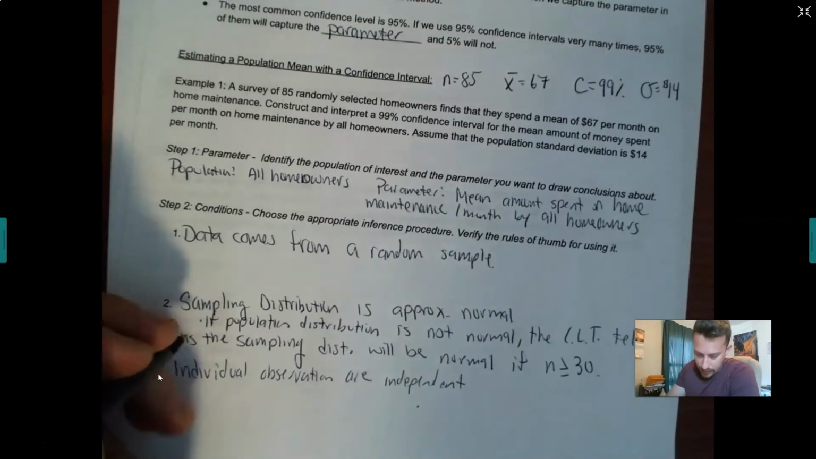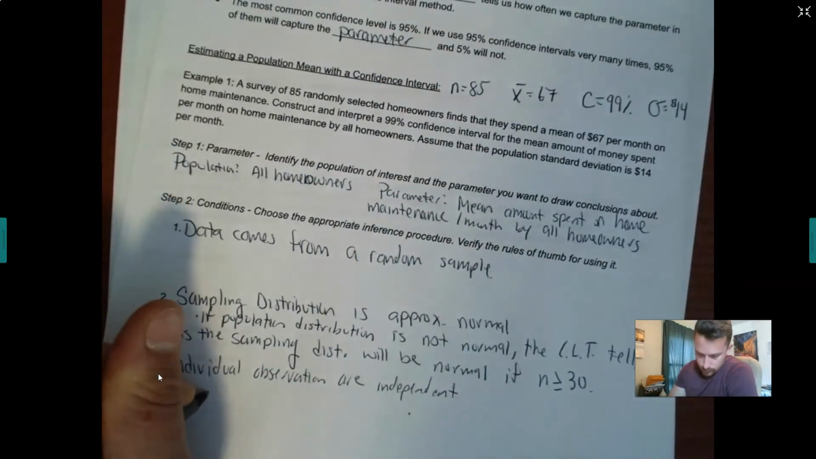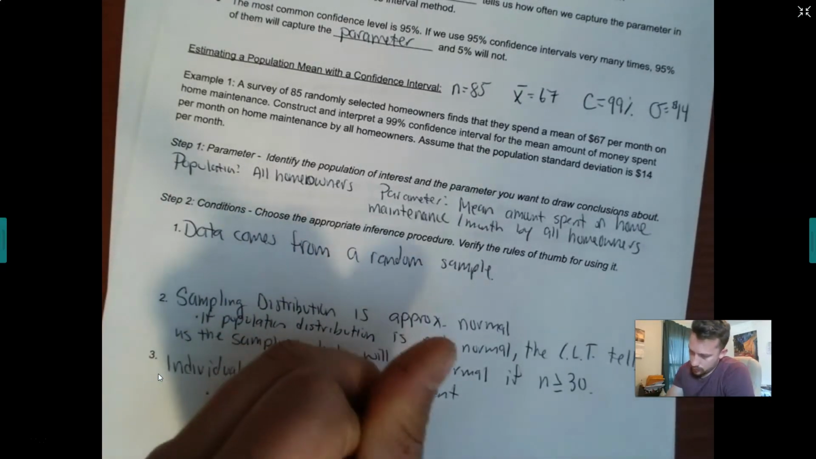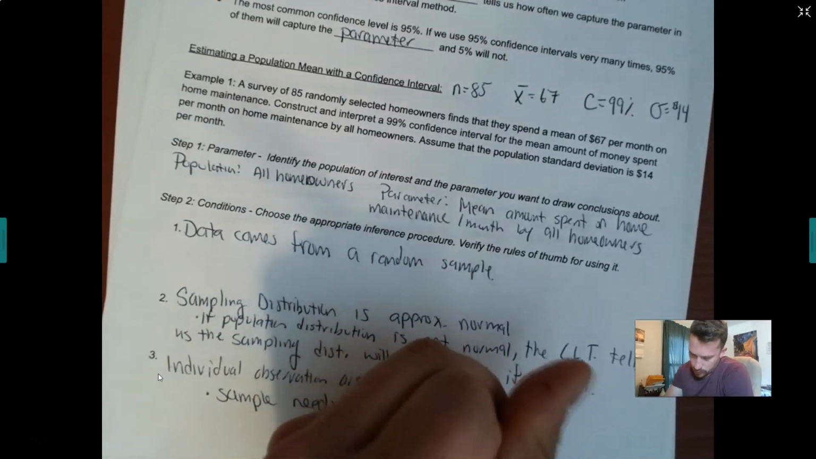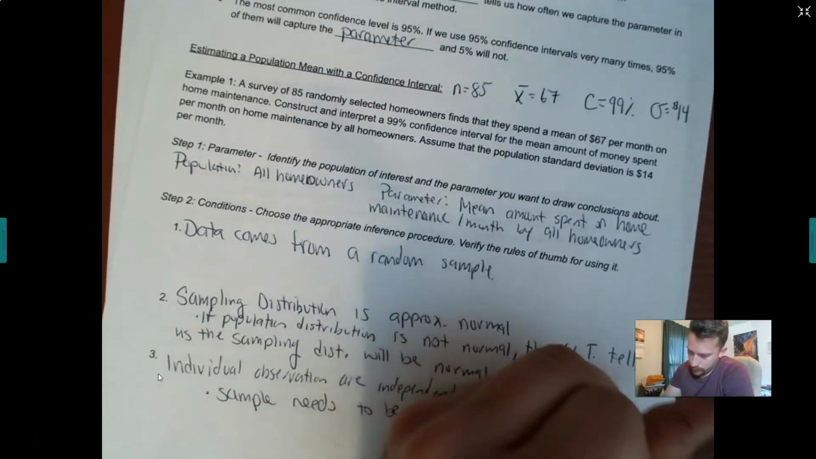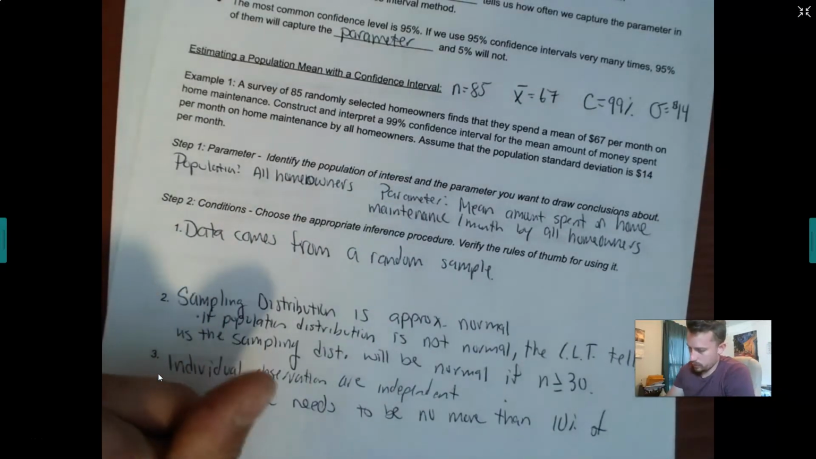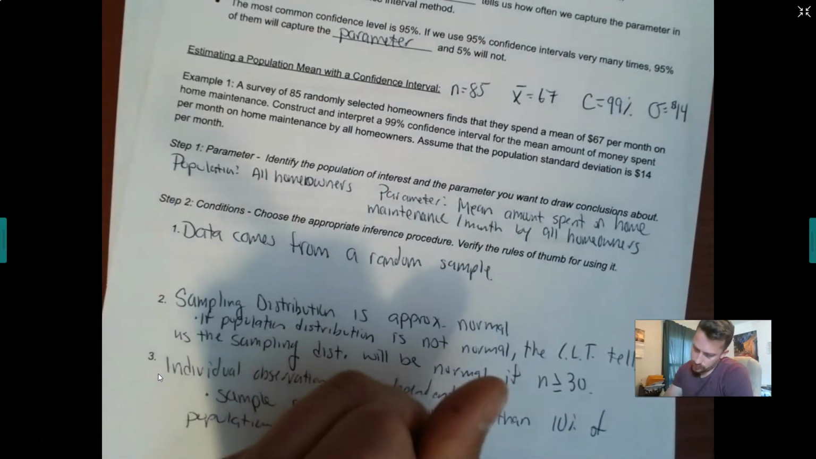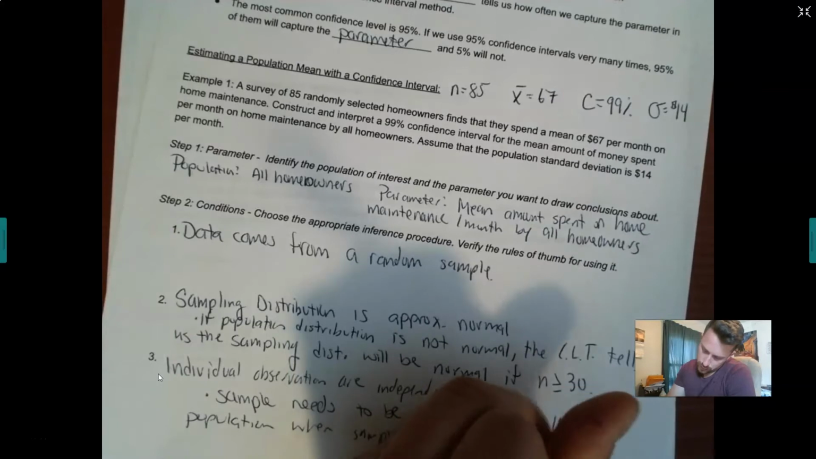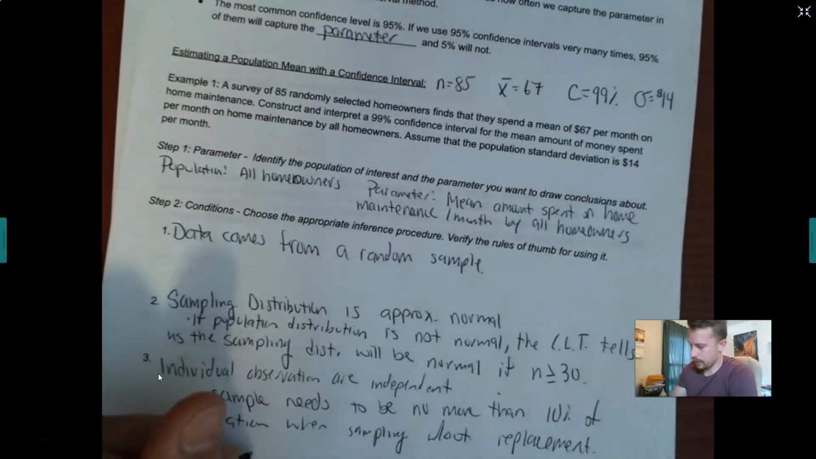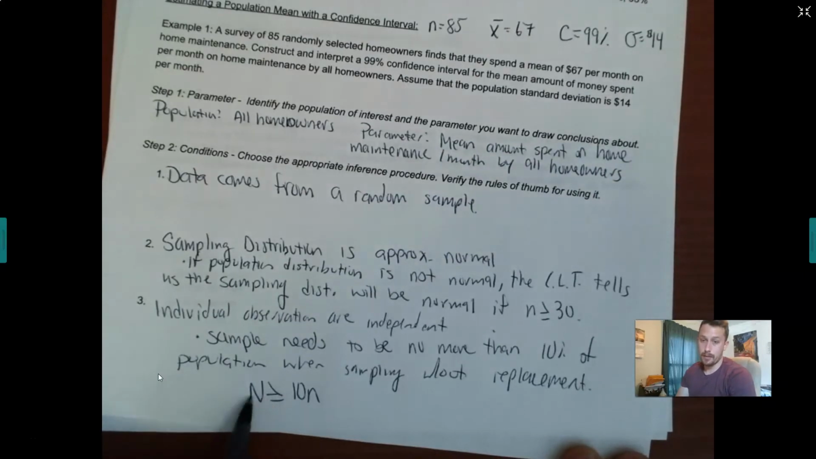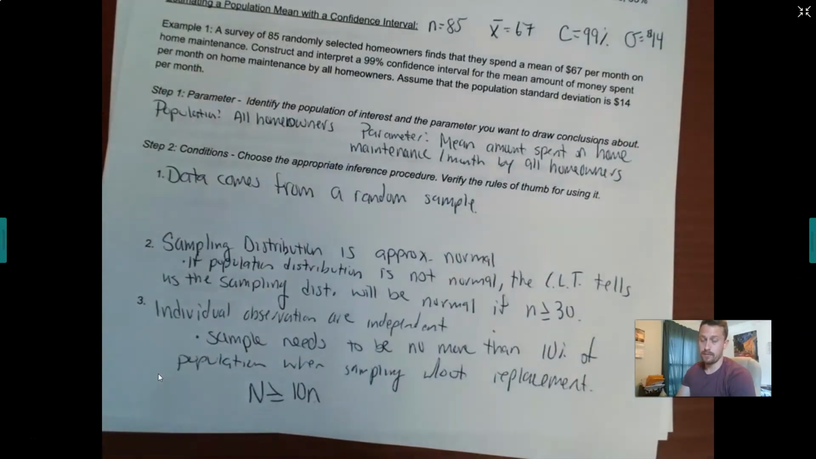So if we're sampling without replacement, the sample needs to be no more than 10% of the population. That's when sampling without replacement. And we said this last time, so capital N needs to be greater than or equal to 10 times lowercase n. Remember, capital N is your population size, lowercase n is your sample size.